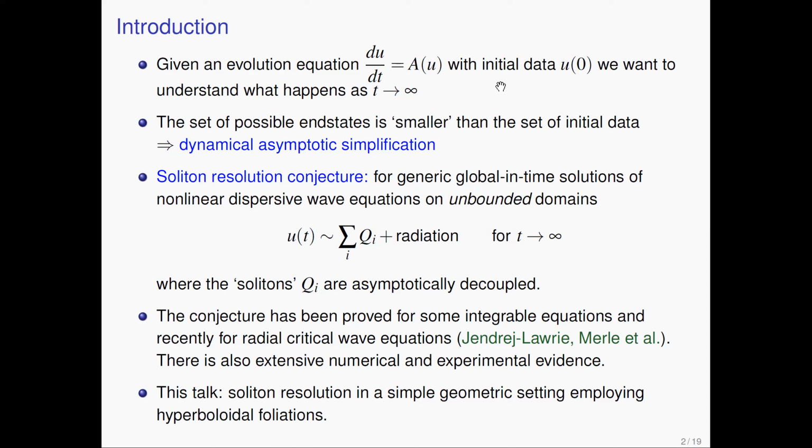So, of course, many complicated things can happen with a solution for intermediate times. But the key observation is that for many equations, the set of possible end states is much smaller than the set of initial data. So it means that the map from the set of initial data to the set of end states is highly surjective. So for each image there are many, possibly infinitely many, pre-images. And this is sometimes referred to as dynamical asymptotic simplification.